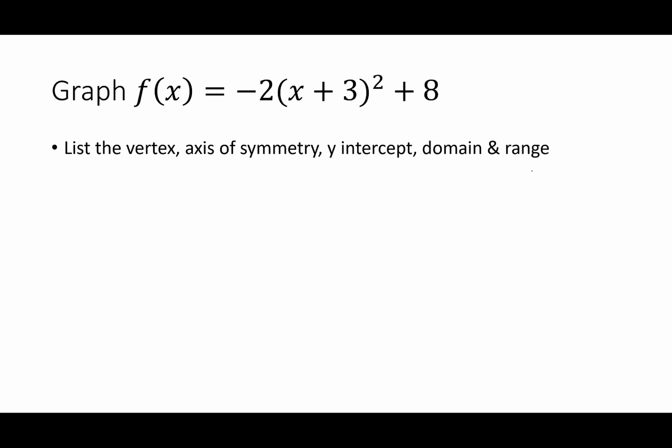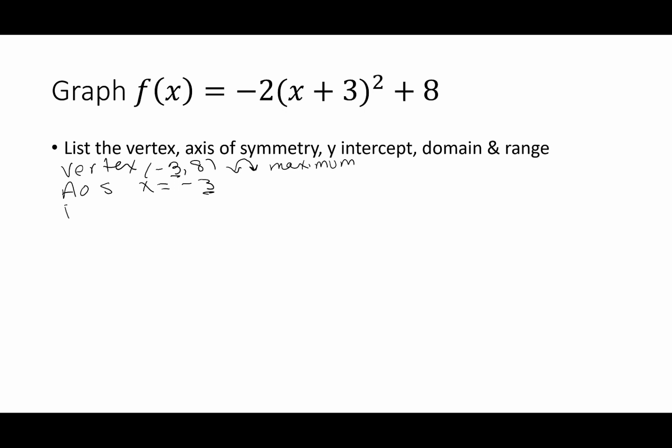Try it again, a little different graph. I have f of x is negative 2 times x plus 3 squared plus 8. Like last time, we'll start with our vertex. It's going to be negative 3, positive 8. I have a negative 2, which tells me this is flipped upside down, so this now is a maximum. My axis of symmetry, AOS, is x equals negative 3. It always matches the h-coordinate from the vertex.